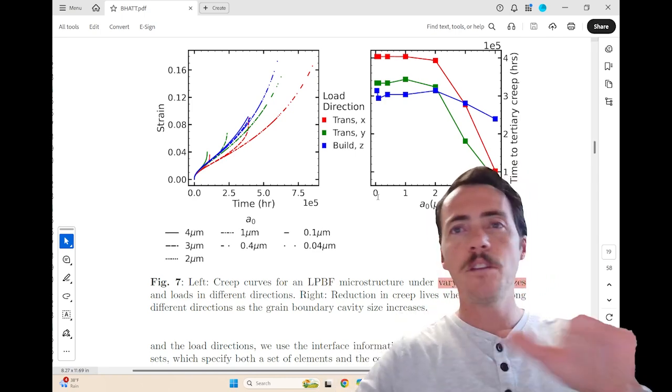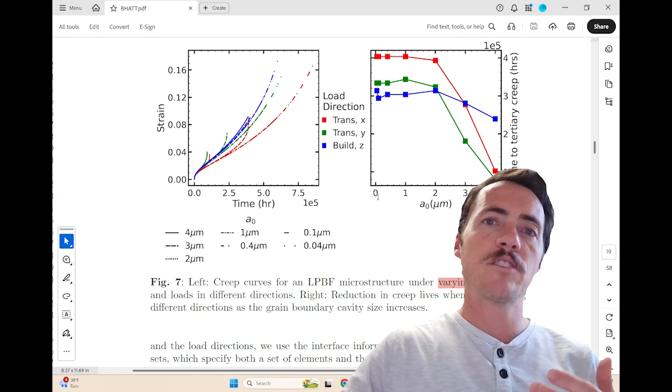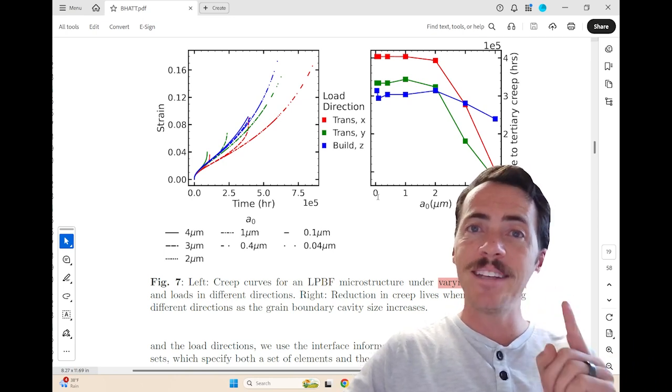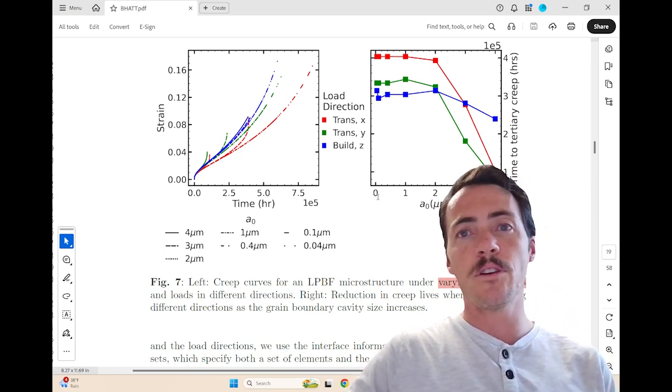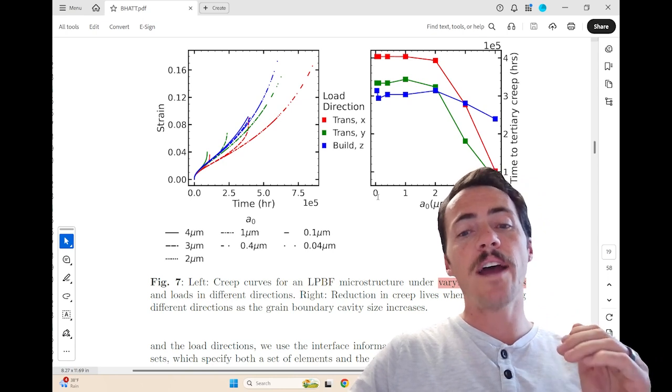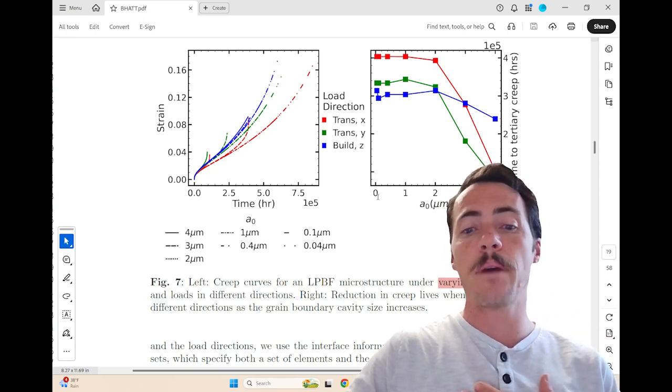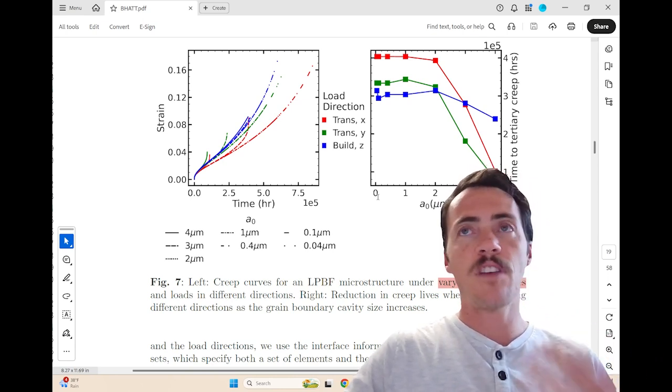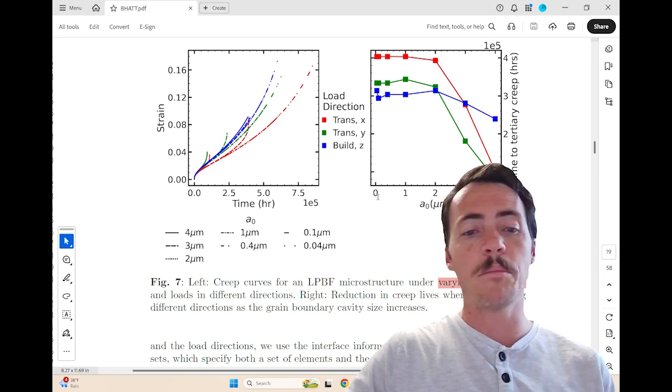So if you have a totally clean material where defects aren't present, then you might expect to see higher creep in the build direction. But if you have a defect-rich material, and depending on the size of those defects, you could actually see it showing up faster in the laser path direction, the transverse direction. Same material, different microstructures, different behavior.